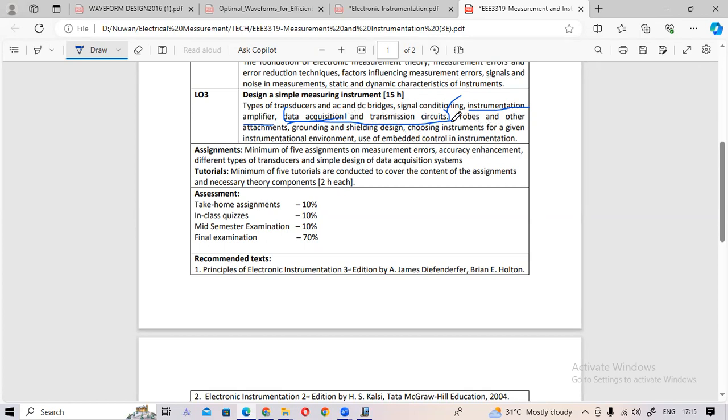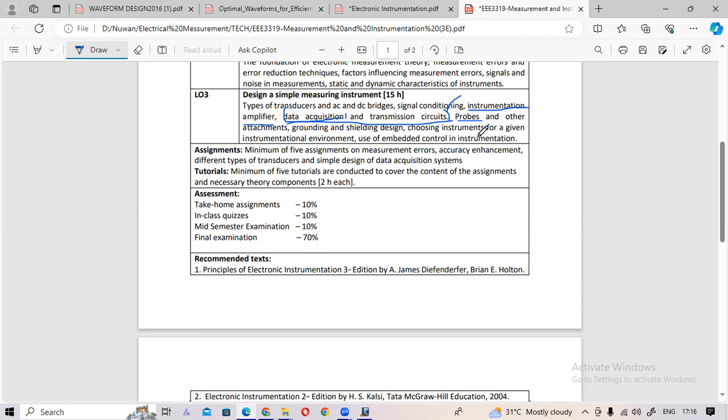Okay. So now we need to learn about probes and other attachments. So probes, you know what is probes. Voltmeter, ammeter, these are measuring some voltages and currents. So you can just use wires. But you know that oscilloscope and signal generator, we have to use transmission line. Normal coaxial cable we are using. We have discussed it before.